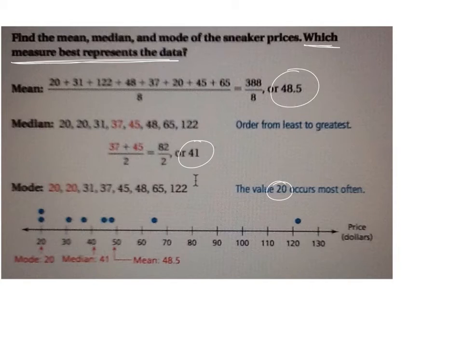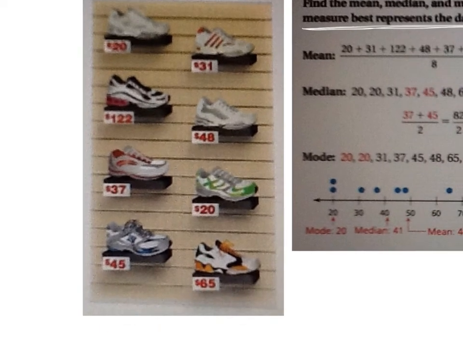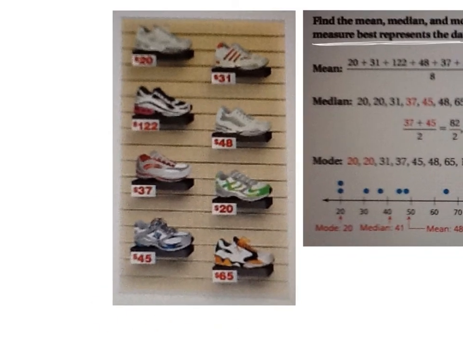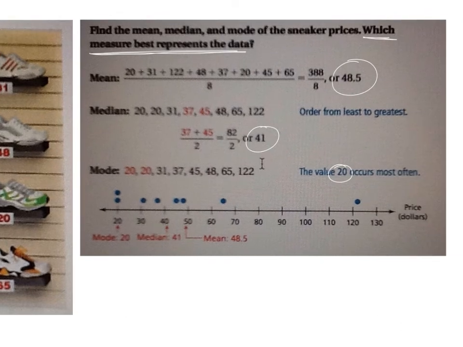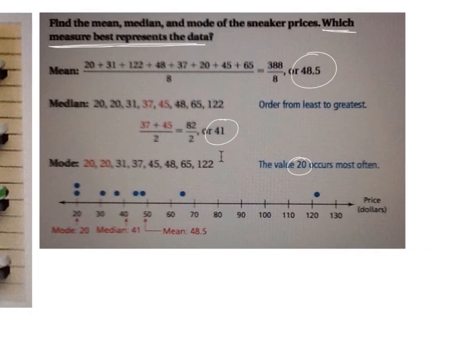So which piece of data, the mean, the median, or the mode, is more in the center? Well, look at the mean. I'm sorry, the mode. The mode is 20. Okay, but if we look back here, is that the best representation of the prices? Well, 20, yeah, but then 31, 122, and 48, and 37. There's another 20 again, but there's a 45 and a 65. So the mode is 20, but is it the best representation of all those sneaker prices? No. Okay, so I'm going to say not the mode.